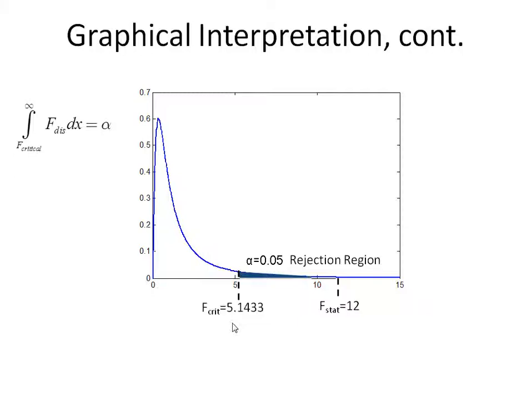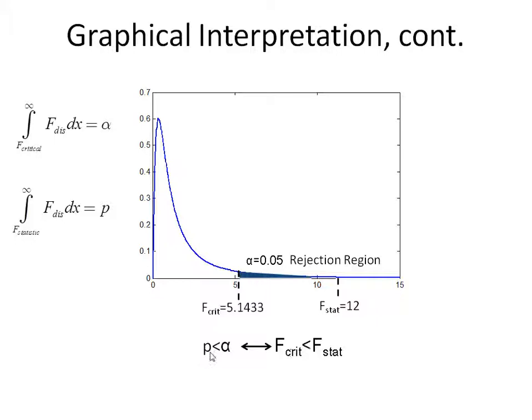Now let's see where our F statistic lies on this distribution. Well, it's all the way over here at 12, which is far into the rejection region that starts at 5.1433. Additionally, we can find a p-value from this where we start integrating the area under the curve of the F distribution starting at our F statistic and going towards infinity. And you can see just visually that if we start integrating at 12 and going to infinity, that's going to be a much smaller value than integrating at 5.1433 and going to infinity.